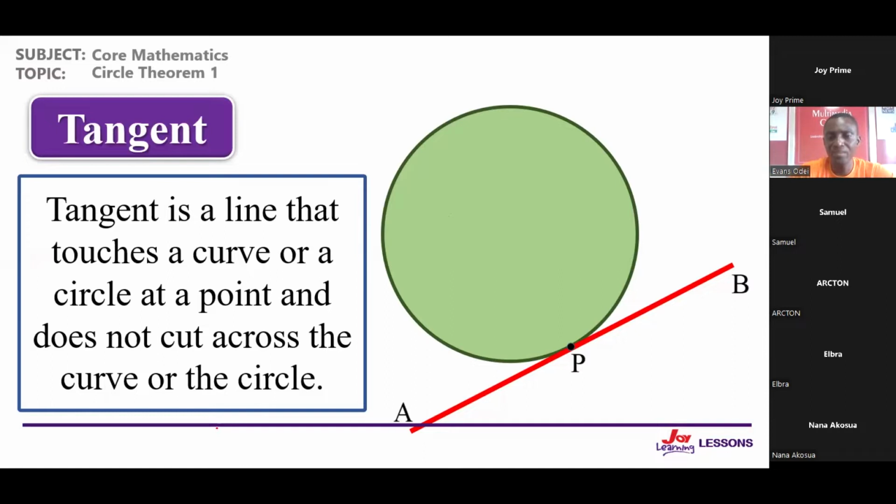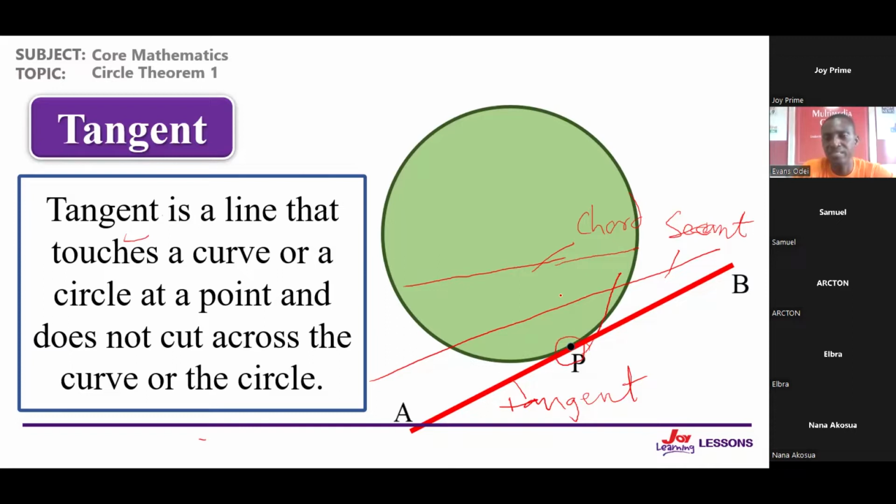Good. If the line passes through the circle, it's called a secant. And if it starts from one end to the other end without going through it, and it ends, it's called a chord. We said that already. So we have chord, we have secant, we have tangent. A tangent is where the line will touch the circumference at the point of tangency. So this point here is called the point of tangency.